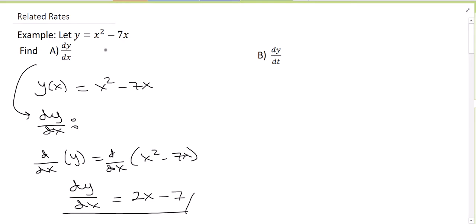Now here, we're working with the same function. But notice that now I'm asking you to find the derivative of y with respect to t. So what this means is that y is a function of t. That means that here, because y is given in terms of x, x is also a function of t. And so we need to take the derivative implicitly.